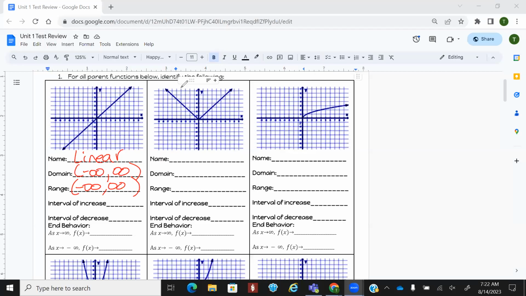Okay. All right. So now we've got intervals of increase and decrease. Does it decrease at any point in time? No. Okay. Interval of increase, it increases the entire time. So it's going up the entire time. On the end behavior, we haven't talked about this a whole lot, but on the right-hand side, is it going up or down? Up. So it's going to go to positive infinity. On the left-hand side, is it going up or down? So we're going to say negative infinity.